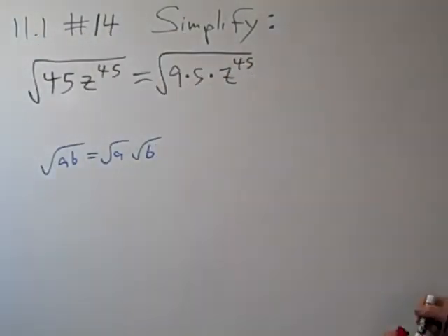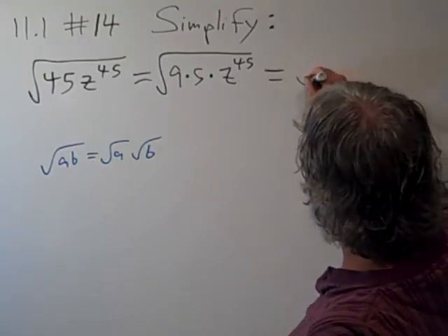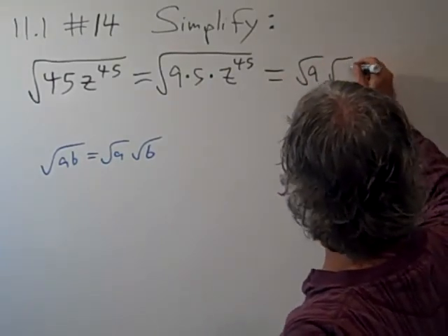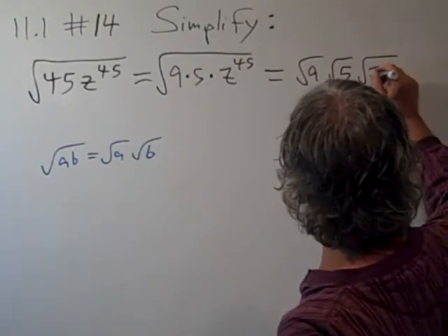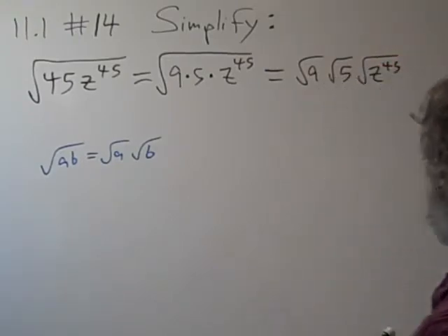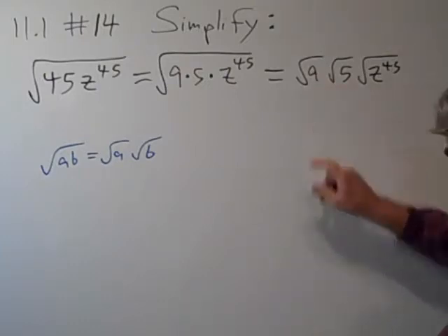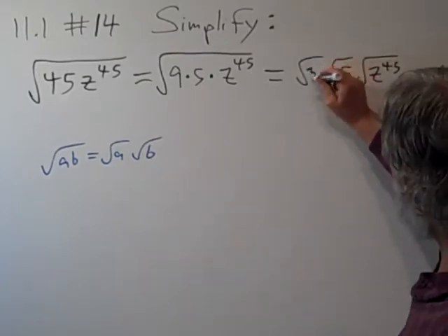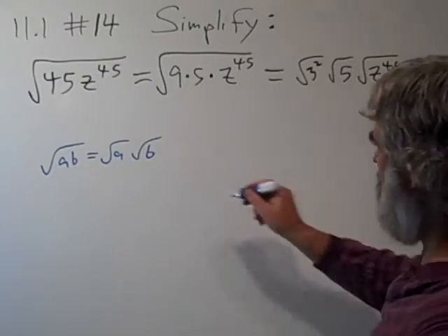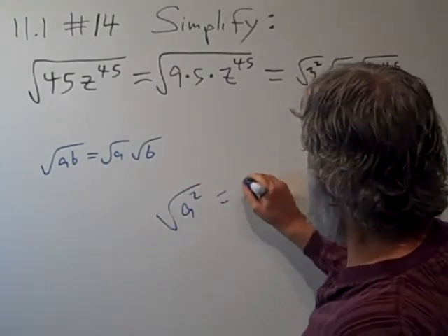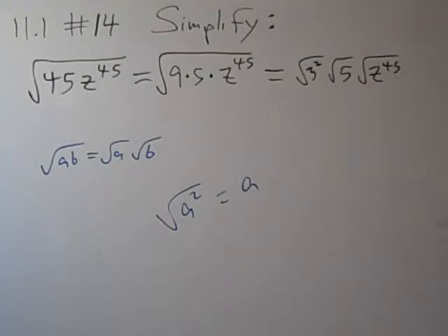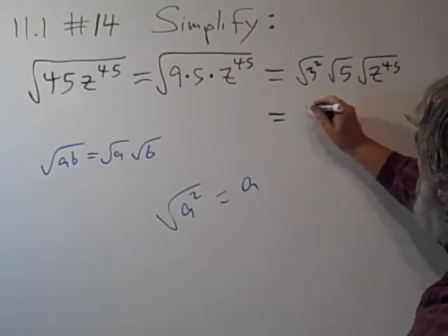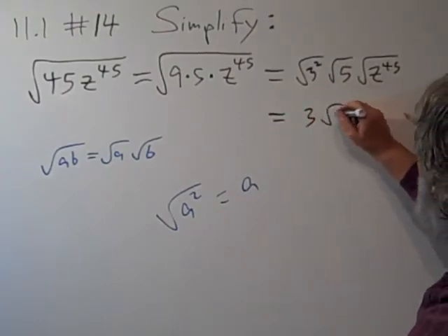So we can split this radical up as the square root of 9 times the square root of 5 times the square root of z to the 45th power. And then we have a couple things here. The square root of 9 is 3 squared. And recall that the square root of a squared is a, when a is positive, anyway. So this is equal to 3 radical 5.